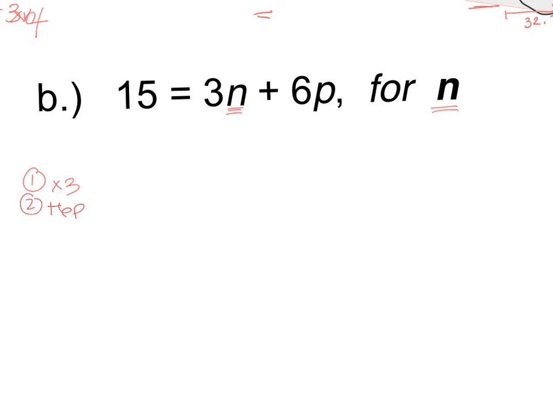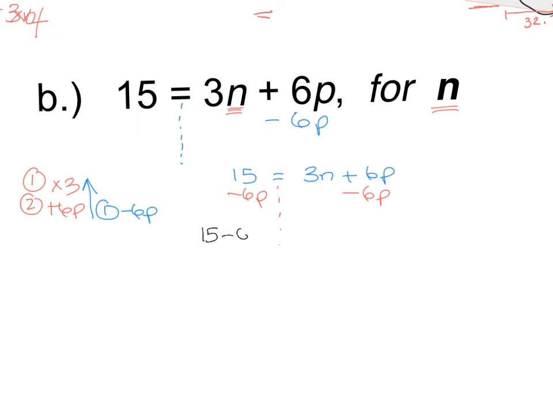So to undo it, you're going to work backwards. The first thing you're going to do is undo that plus 6p. So you're going to minus 6p. And remember, here's your equal sign. So if we rewrite that problem so that we have more space, you're going to minus 6p from both sides. You cannot combine 15 and 6p because these are unlike terms. So you're just going to get 15 minus 6p equals, this cancels out, 3n.